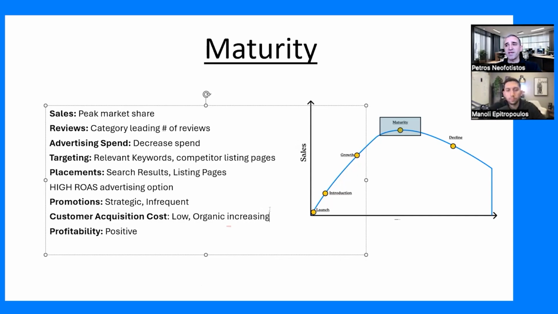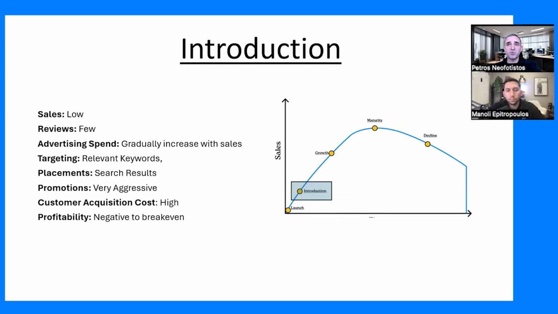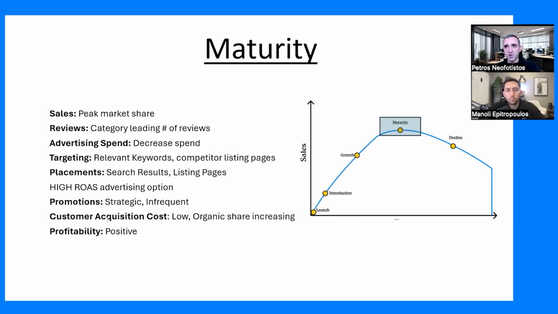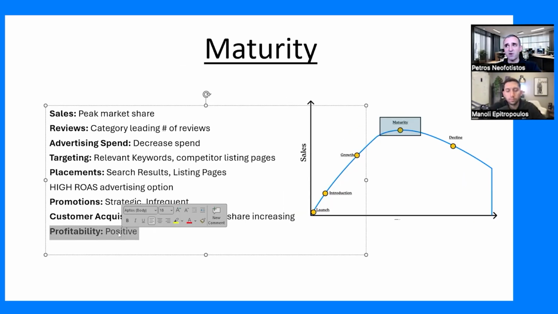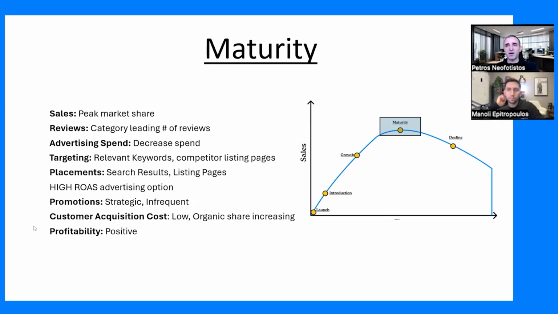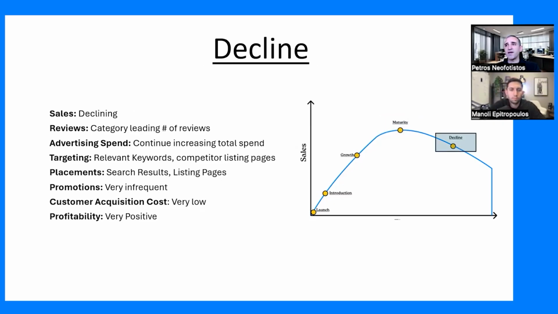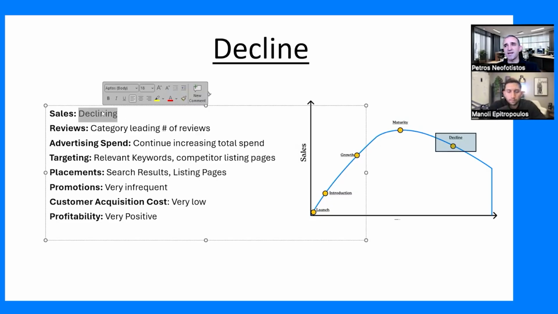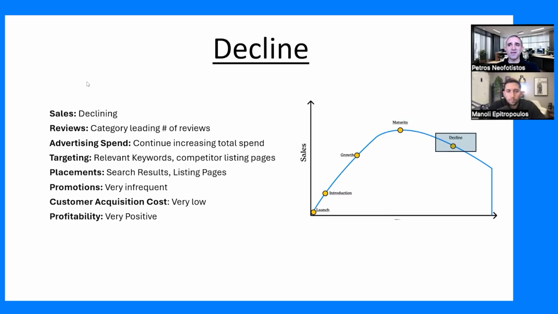So, at this point, your organic share might be increasing above 50% compared to the growth phase where it might be 20 to 40%. So profitability is going to be positive always, no matter what kind of company you are. Even if you're the most aggressive growth company, your mature products have to be profitable. And then, ending this discussion here with decline, sales are starting to decline. That's really the number one indicator that you're in this phase.